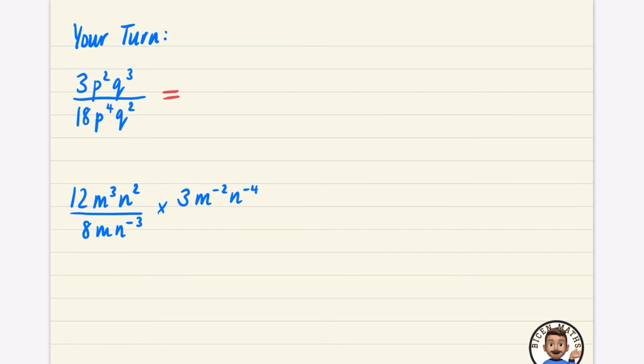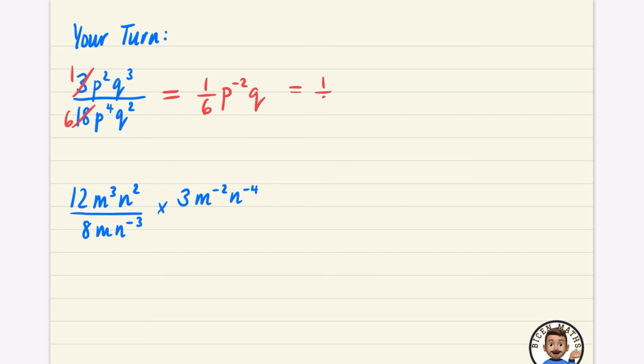Okay, so in this one, I can divide the top and bottom just looking at the numbers. If that's in the 3 times table, that's also in the 3 times table. 3 over 18 simplifies to 1 over 6. P squared and p to the power of 4 is going to go to p to the power of minus 2, because 2 take away 4 is minus 2. And then we have q cubed and q squared. We're subtracting the powers, so we just get q.